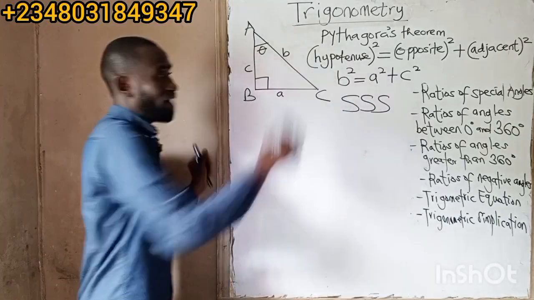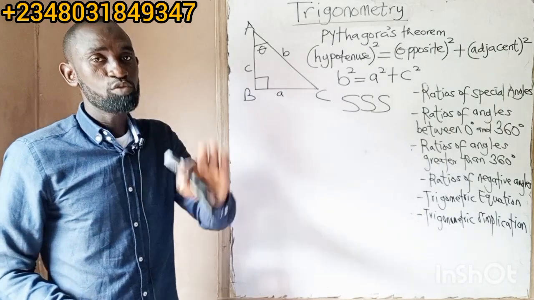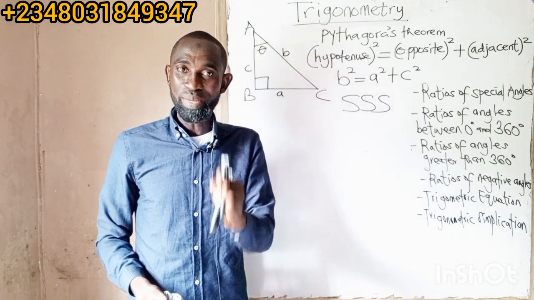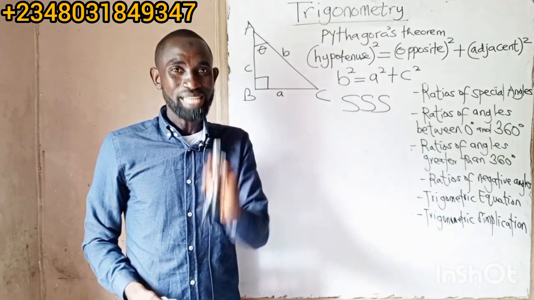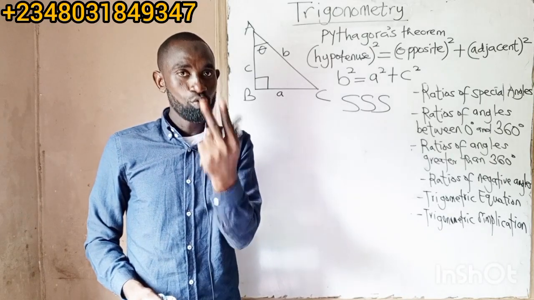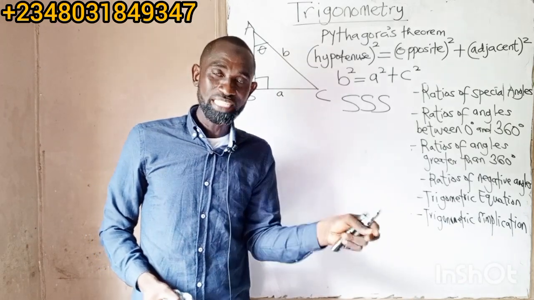You can pause the video and write the two things down, what I've explained now. Those two things are what I'm going to be using to solve questions under right angle triangle. I repeat, class, this aspect of trigonometry is all about right angle triangle. We can solve questions under right angle triangle in two ways, depending on the data supplied.